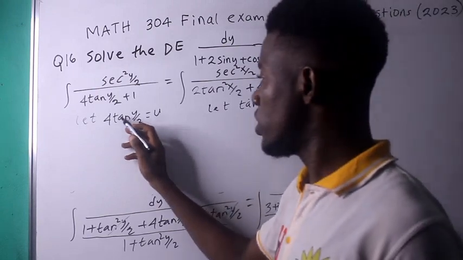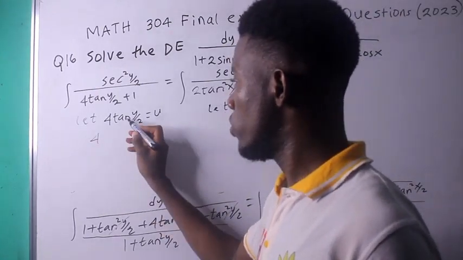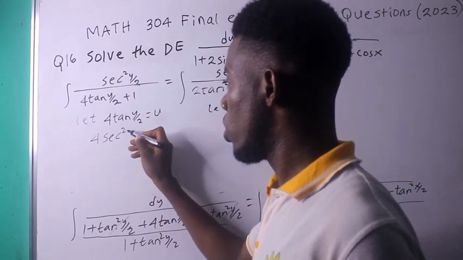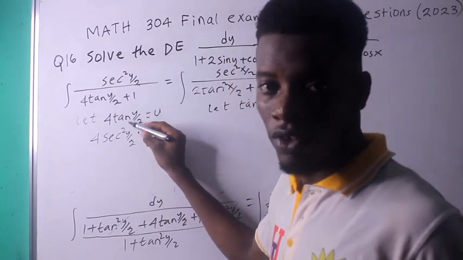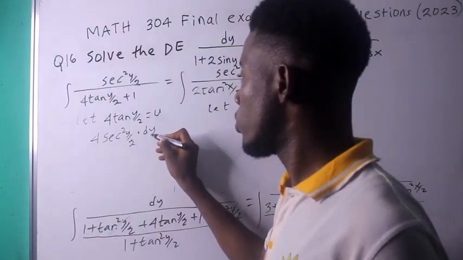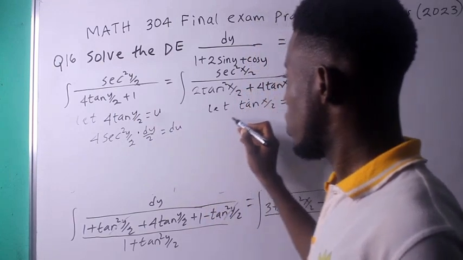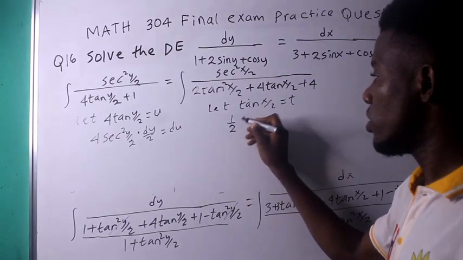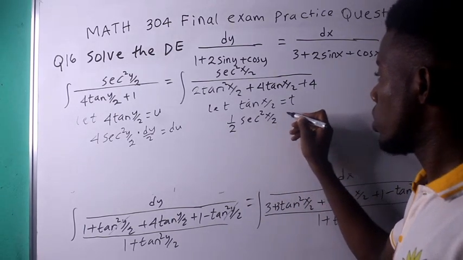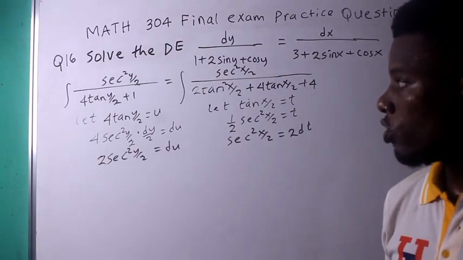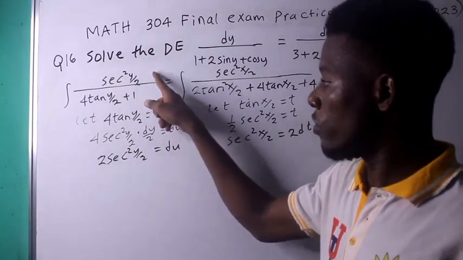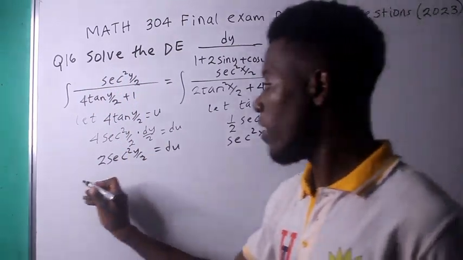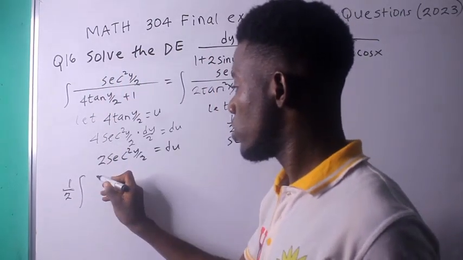So in this case, if I differentiate this, I'm going to have 4, the derivative of tangent y over 2 is secant square y over 2 times the derivative of y over 2, which is dy over 2, equal to du. If I differentiate this, the derivative of tangent x over 2 is half secant square x over 2 dx, and this equals dt. So I'm going right ahead to replace. Here I have secant square y over 2, but I have 2 secant square y over 2, so I'm going to just divide. I'm going to have 1 over 2, the integral of this is.